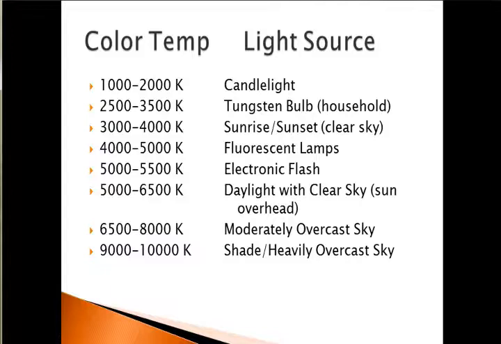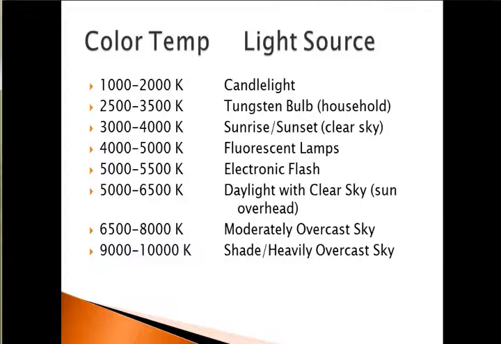And then the next one up, 6,500, is a moderately overcast day, and 9,000 to 10,000 is shade or a heavily overcast day. I know that you might be familiar with this if you've taken photos of people in the shade. Shade is cool. I mean, think about it. You feel cooler in the shade than you do at other places. So the photos are going to naturally be much bluer.